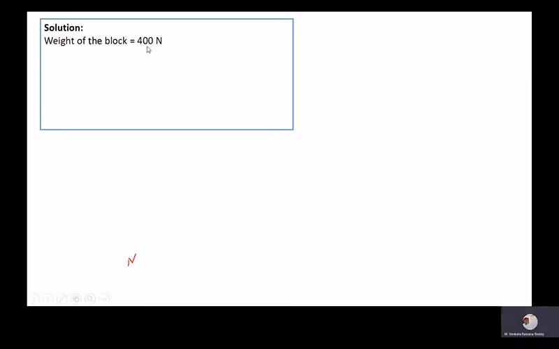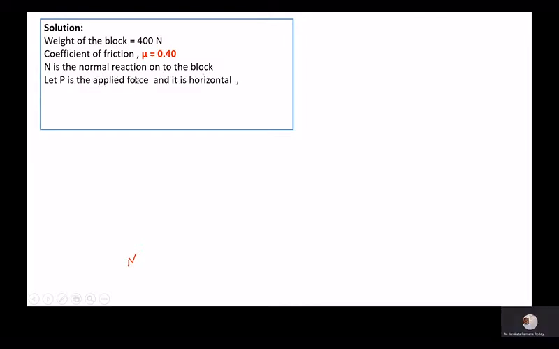That is, weight of the block is 400 newtons. Coefficient of friction is 0.40. N is the normal reaction to the block. Let P be the applied force and it is horizontal. And the body impends to move right. That is, if the body is moving right with the application of the force P, then friction force acts in the opposite direction, that is towards left. That is, if the body is moving in a rightward direction, then frictional force acts in the leftward direction.